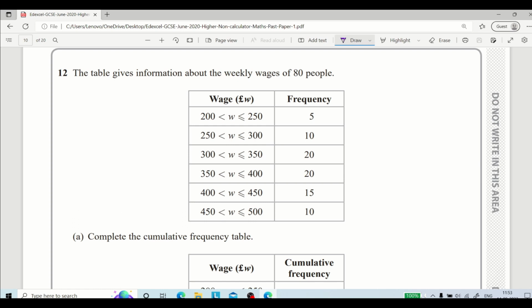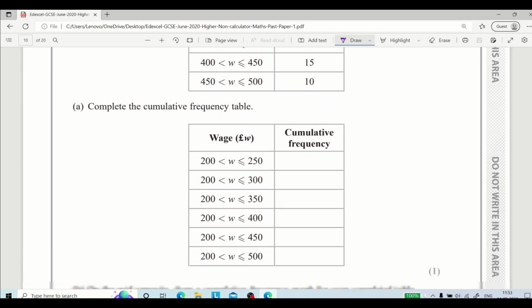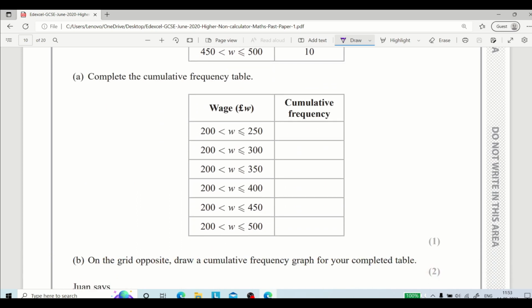Here, there are tables given to us. The table gives information about the weekly wages of 80 people. Then you need to complete the cumulative frequency table. So I'll request you to please keep that table handy, because it will be a bit inconvenient for us to keep on scrolling each and every time.